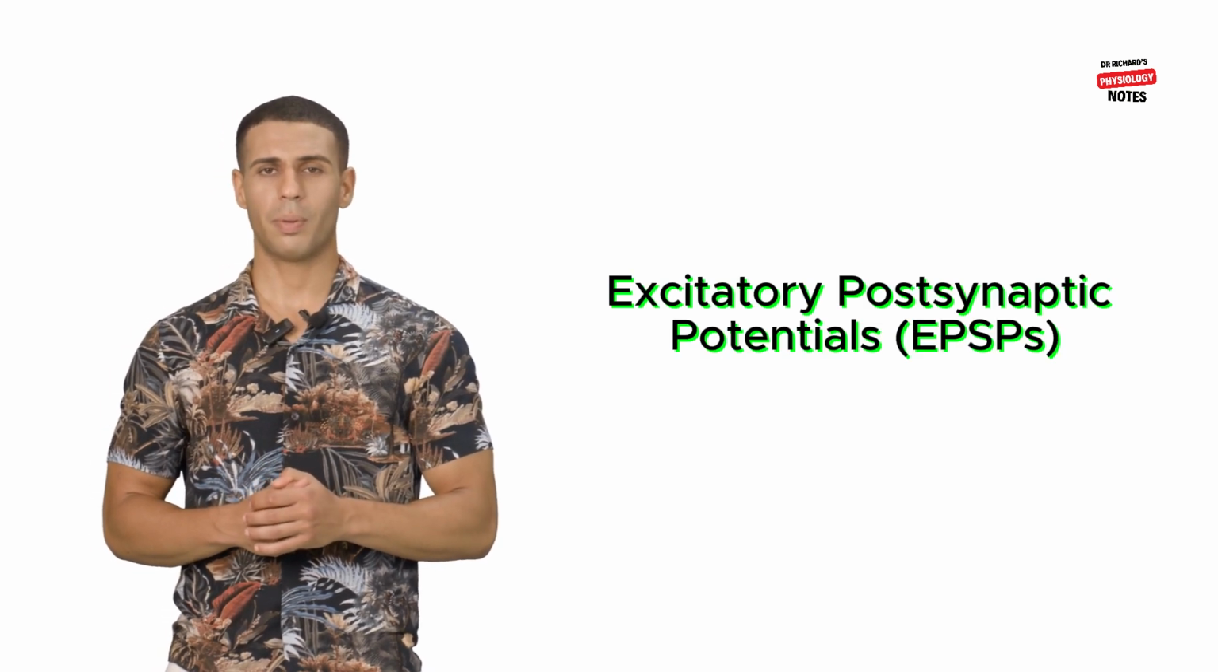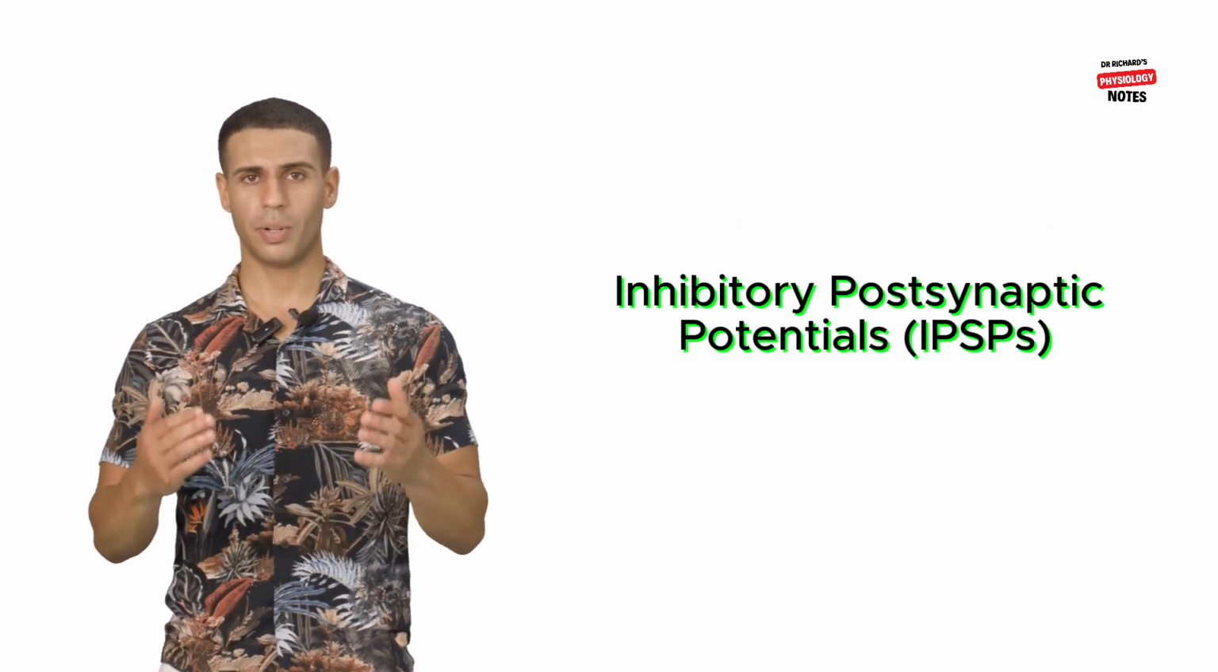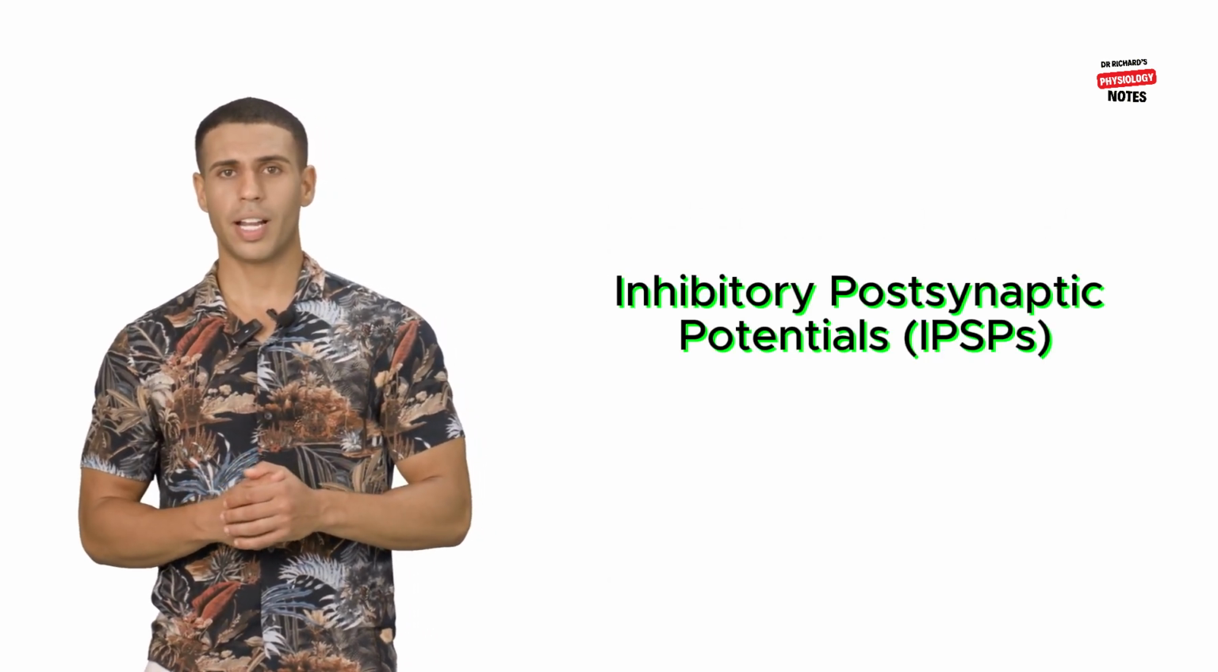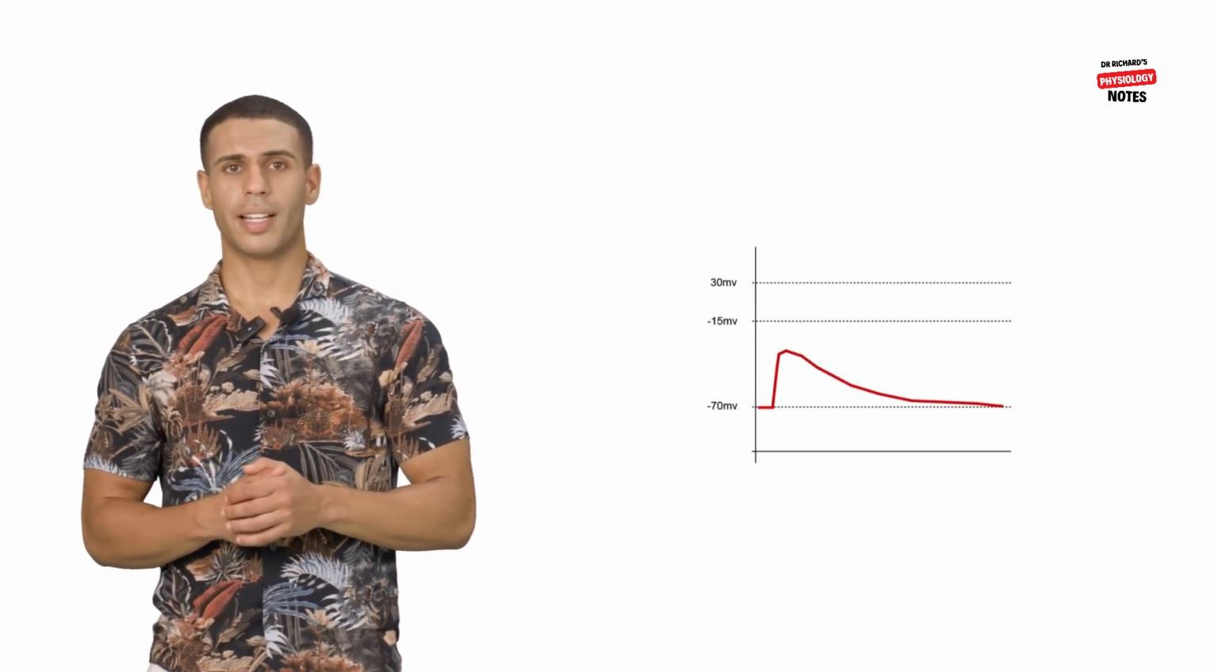There are two types of postsynaptic potentials, EPSP or excitatory postsynaptic potentials, and IPSP or inhibitory postsynaptic potentials. EPSPs are graded potentials that can initiate an action potential in an axon. At excitatory synapses, neurotransmitter binding causes depolarization of the postsynaptic membrane. Each EPSP lasts for a few milliseconds, and then the membrane returns to its resting potential.